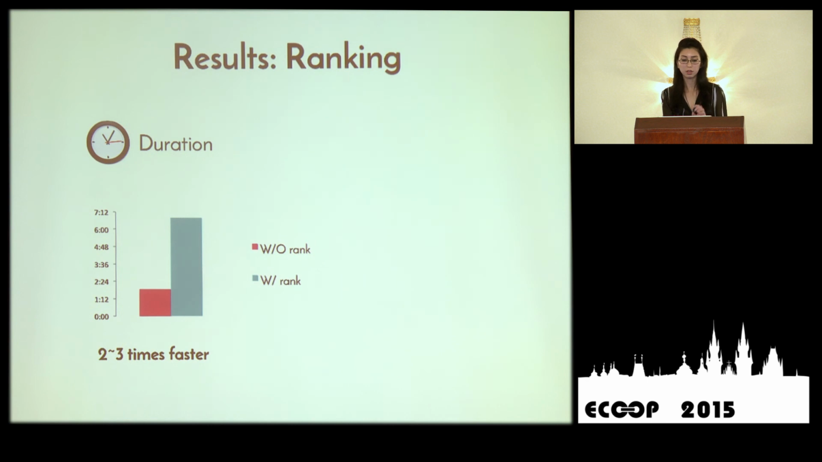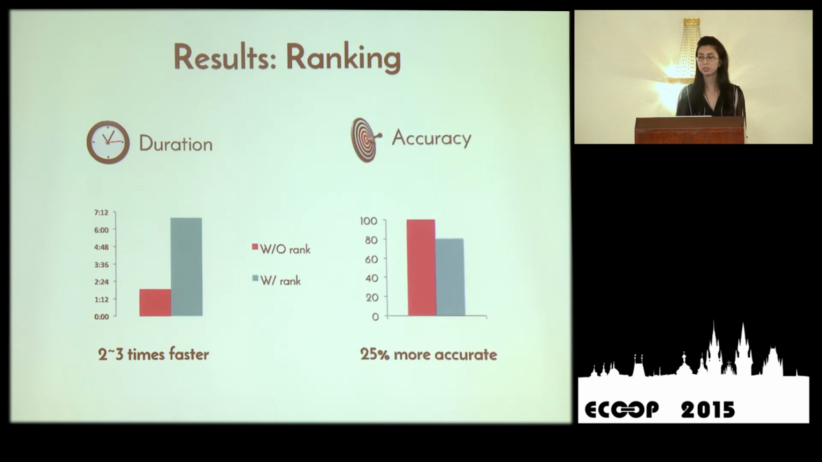The results of comparing the duration showed that having the ranking mechanism helped users be 2 to 3 times faster than the control group. The results of the accuracy were very close. We still saw a 25% more accuracy, but this makes sense because the impact sets were already there. The users were able to find the answers if they put in the time, but it would just take them a lot more time to find the correct answers.